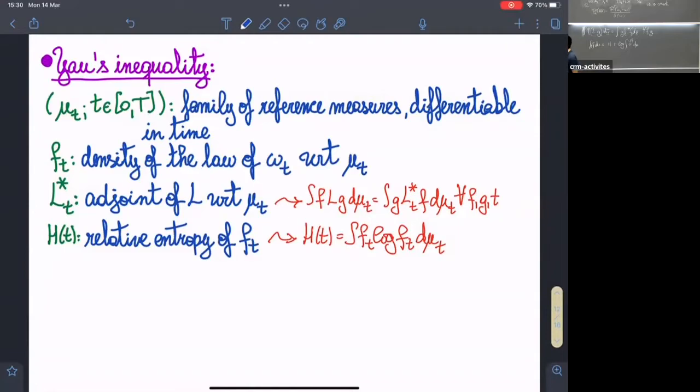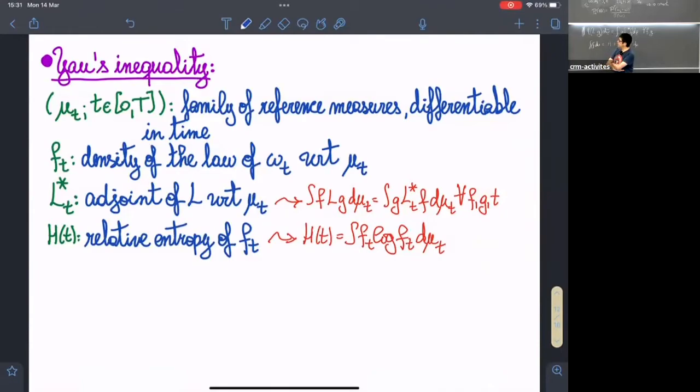So what you do, one way to do that is your answer somehow, your try is going to be this reference measure μ_t, okay? Then the idea is to compare the relative entropy between the law of your process, of your Markov chain at time t, and the reference measure μ_t. But the reference measure μ_t moves with t. So there's going to be some interplay there. Okay. And that thing there is accomplished by what is called the Yau inequality.